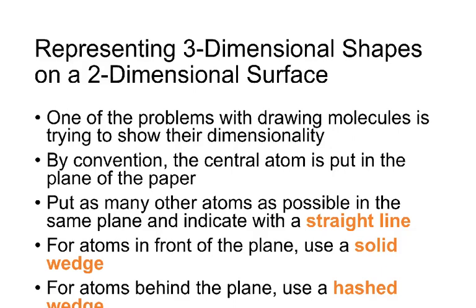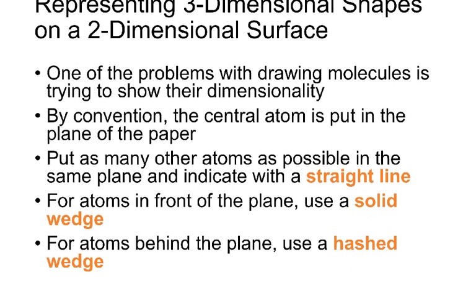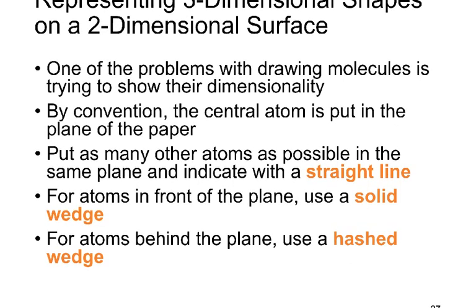We've been talking about the three-dimensional shapes of molecules. One other thing to note is how to draw three-dimensional molecules in 2 dimensions. By convention, we put the central atom in the plane of the paper. Then, however many other atoms you can fit in that single plane, you should connect with a straight line.